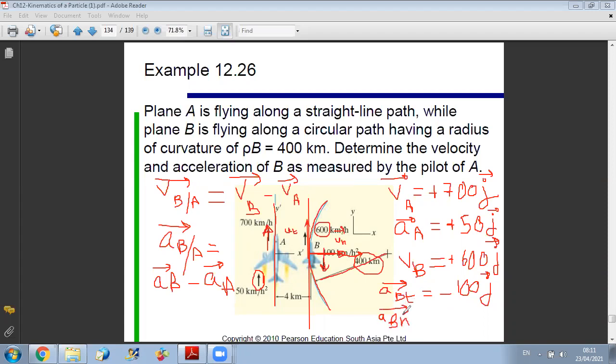here is equal to 600 square, which is VB. So 600 square over the radius of curvature at B, which is 400, along I. Okay. And in this way, I can now add the two to get AB vector. So AB vector will be the summation of both. And now, once I have all my vectors, I can just replace to get the relative velocity and acceleration.